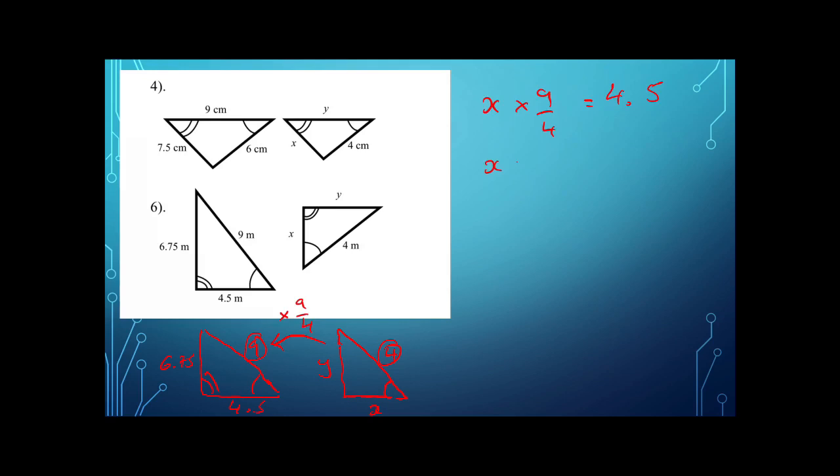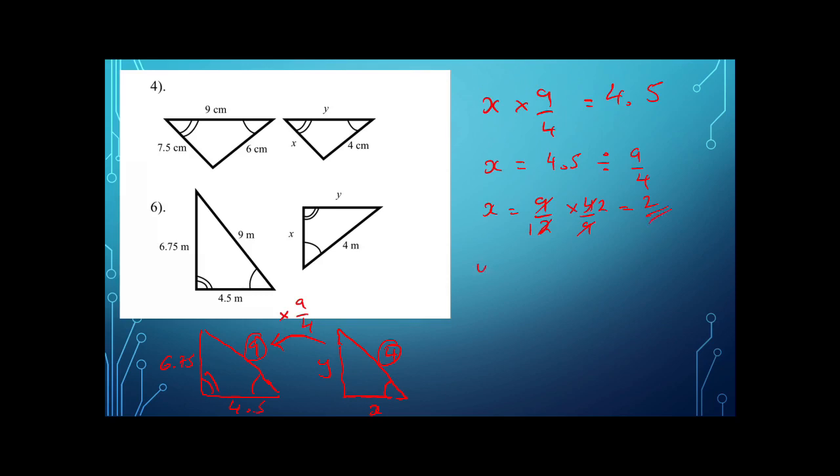So that's x is equal to 4.5 divided by 9/4. Now 4.5 is 9/2. And we don't divide by 9/4, we multiply by 4/9, and we notice that the 9's cancel out and the 2 goes into 4 and the 2, so x must equal 2.